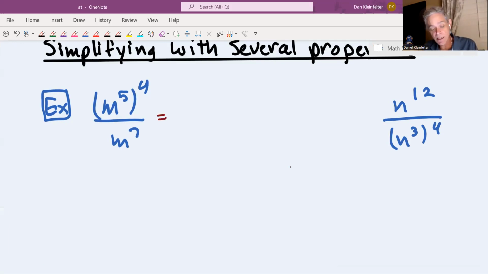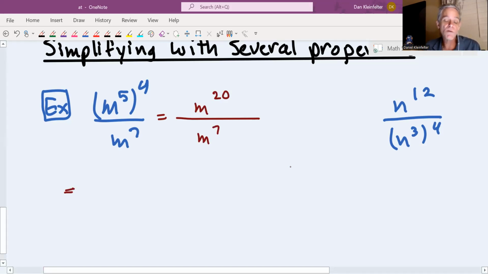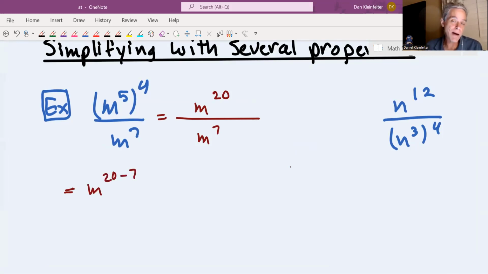So the first thing I'll do is I'll simplify the numerator. Here we have a power raised to a power, so when that happens, we'll multiply exponents. 5 times 4 is 20. Down below, nothing happens. We'll have m to the 20th divided by m to the 7th. Now here's a rule from this section. We're dividing powers of m, and so we're going to subtract exponents. 20 minus 7 is 13. Get m to the 13th.